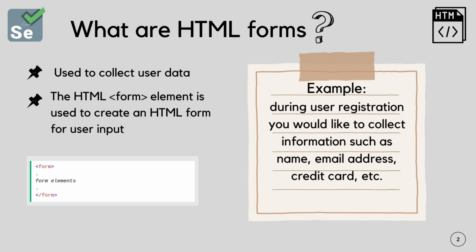Let's start by discussing what are HTML forms. HTML is a markup language used to create websites, and forms are a type of HTML element. They are used to collect user data. The HTML form element is used to create an HTML form for user input. The syntax contains a start tag, an end tag, and the form elements in between.